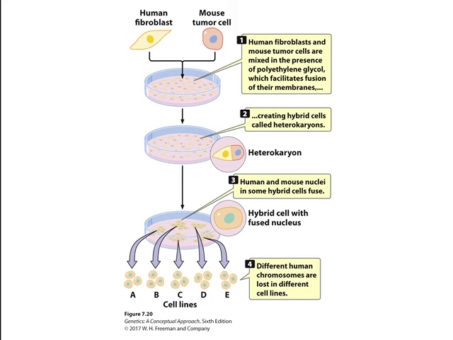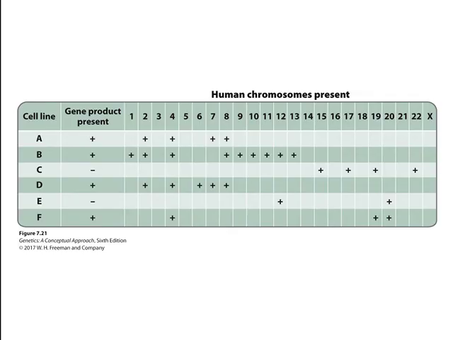Okay, and then you can look for a gene product in that cell culture. When we do somatic cell hybridization, we have a panel of different hybrid lines.